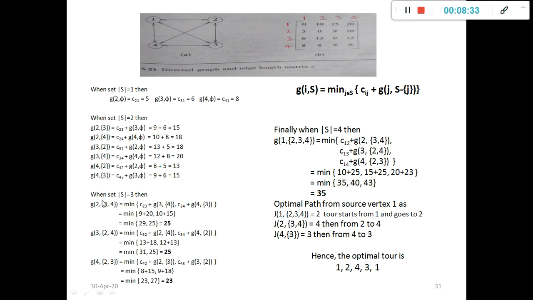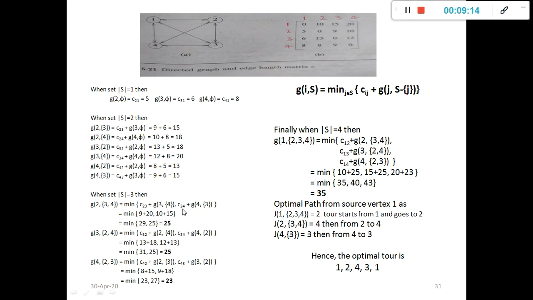Next you have to calculate when the set S is equal to 3. That is nothing but when you are considering 3 vertices and you want to know how the traveling salesperson visits the 3 vertices. Then the cost of 2, 3, 4 equals the cost of 2 to 3 plus the cost of 3 to 4. Here the original set is 2, 3, 4, and from 2, 3, 4 you have to subtract the value J, then it remains 4. That's why the cost from 3 to 4.